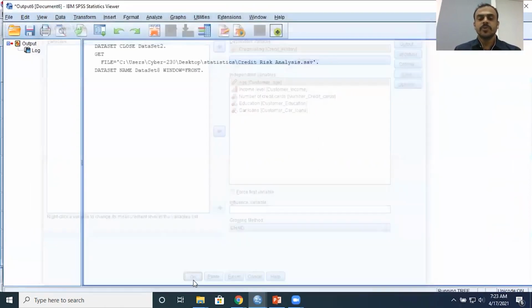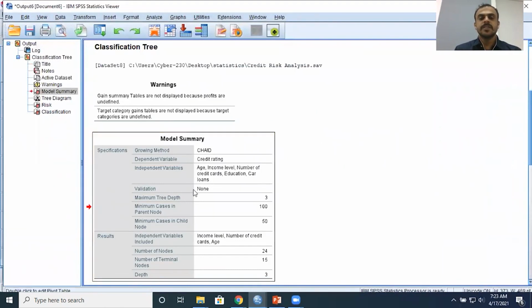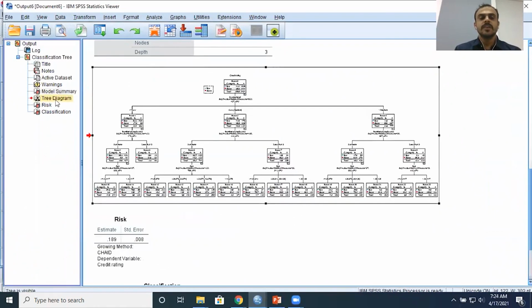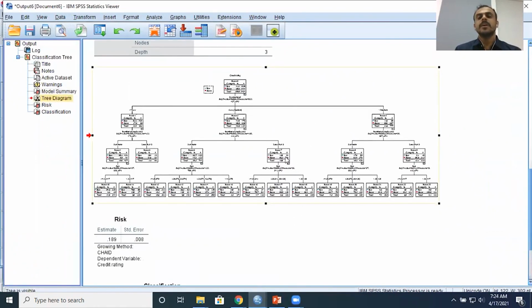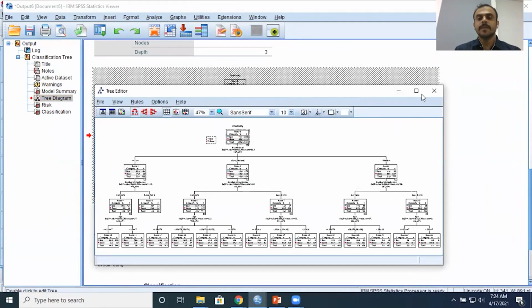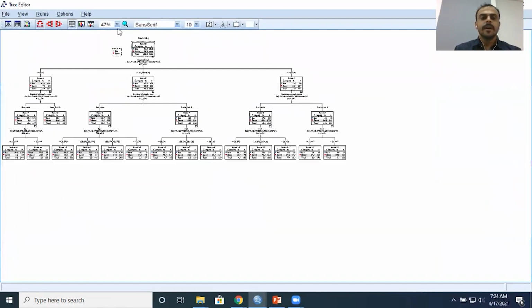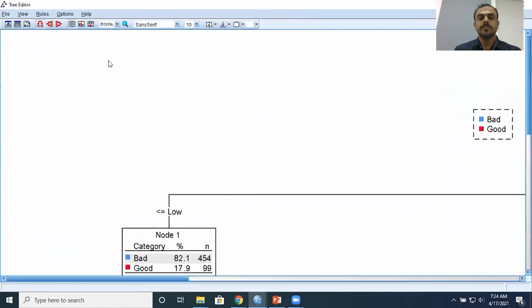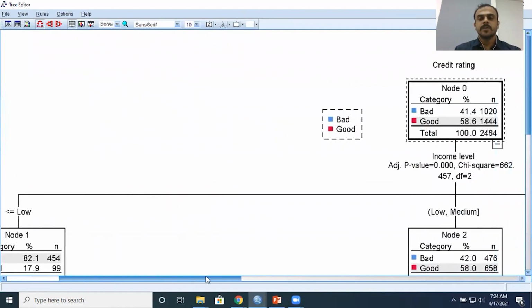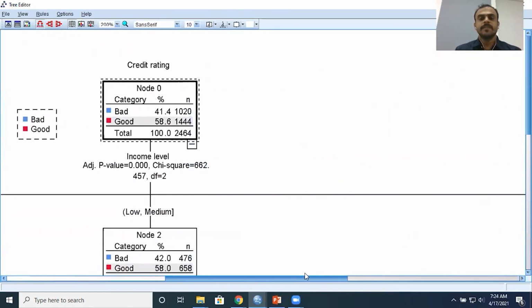You can just click on the option OK. Decision tree gives you some basic model summary, right? You can just ignore this. This is the tree diagram. This particular tree diagram is not in a very readable format, so you might want to zoom it. So I'll double click, right? And in the zoom option, you can just choose 100% or 200% is also okay, right? So that you can just get a better perspective. You can see here, this is how the decision tree looks like.